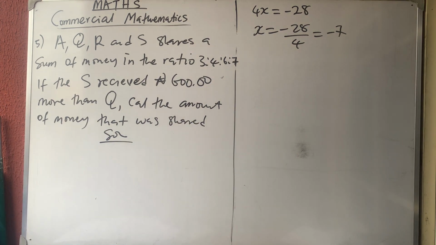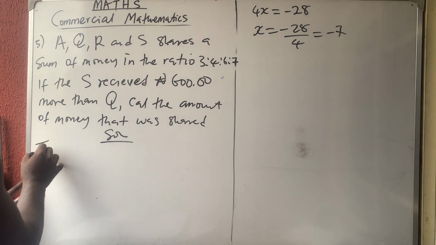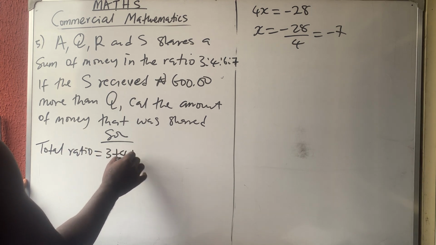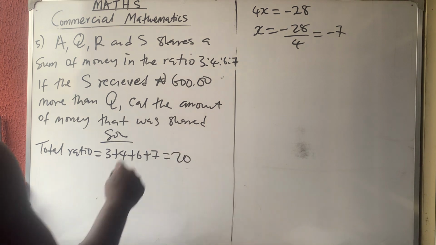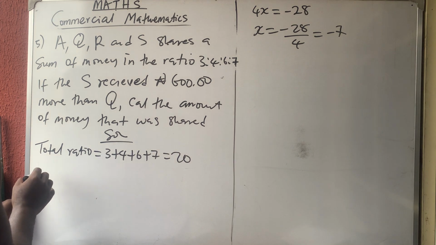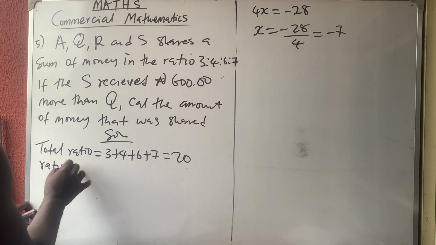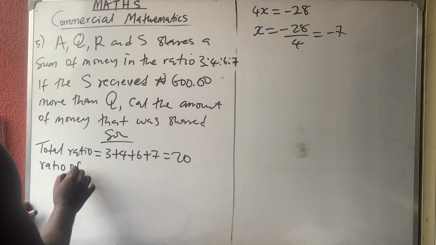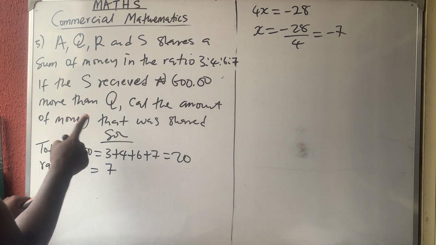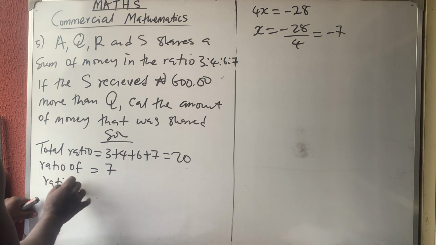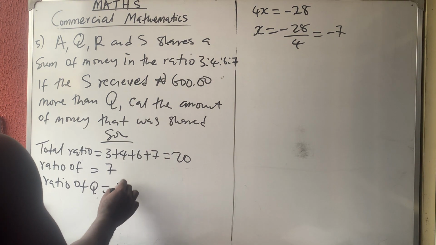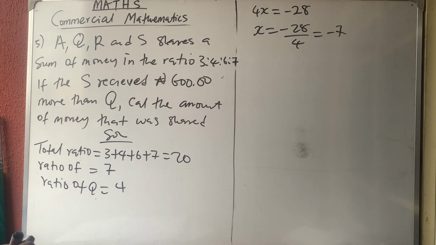Solution. This is very simple. The first thing we need to get is the total ratio. Let's get the total ratio first. Total ratio is equal to what? 3 plus 4 plus 6 plus 7, which is 20. All right. And we know that the ratio of S is equal to, S is the last person here, so the ratio of S is 7, and the ratio of Q is what? Q is the second person, so the ratio of Q is 4.